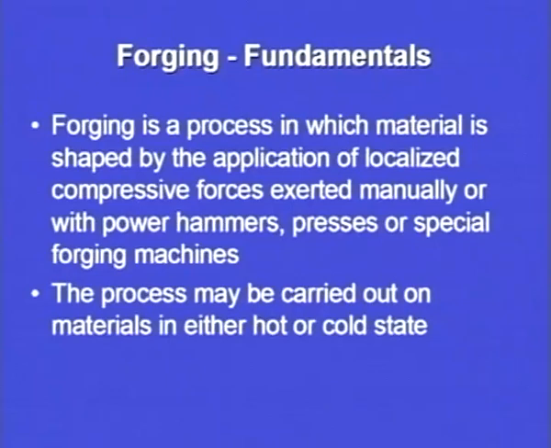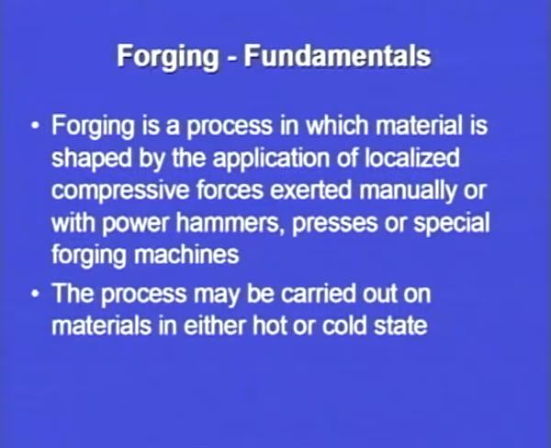So, what basically is the forging process? Forging is a process in which a material is shaped by the application of localized compressive forces exerted manually or with power hammers, presses or special forging machines. So, basically we are going to deform a raw material to get the final product with the help of compressive forces. These compressive forces can either be applied manually or with the help of certain forging machines.